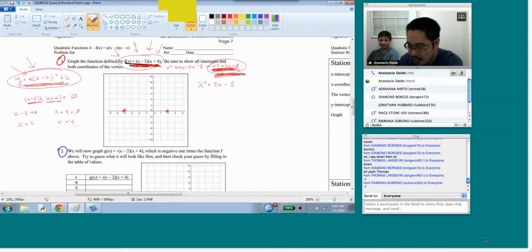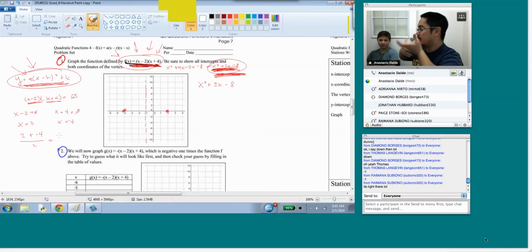Thomas is already saying -1. You can look at the graph and tell it's -1. Or, more mathematically speaking, you could say 2 plus -4 divided by 2. That's basically taking the average, right? You're adding the two numbers up and dividing by the number of numbers that you added. And that's equal to -1.